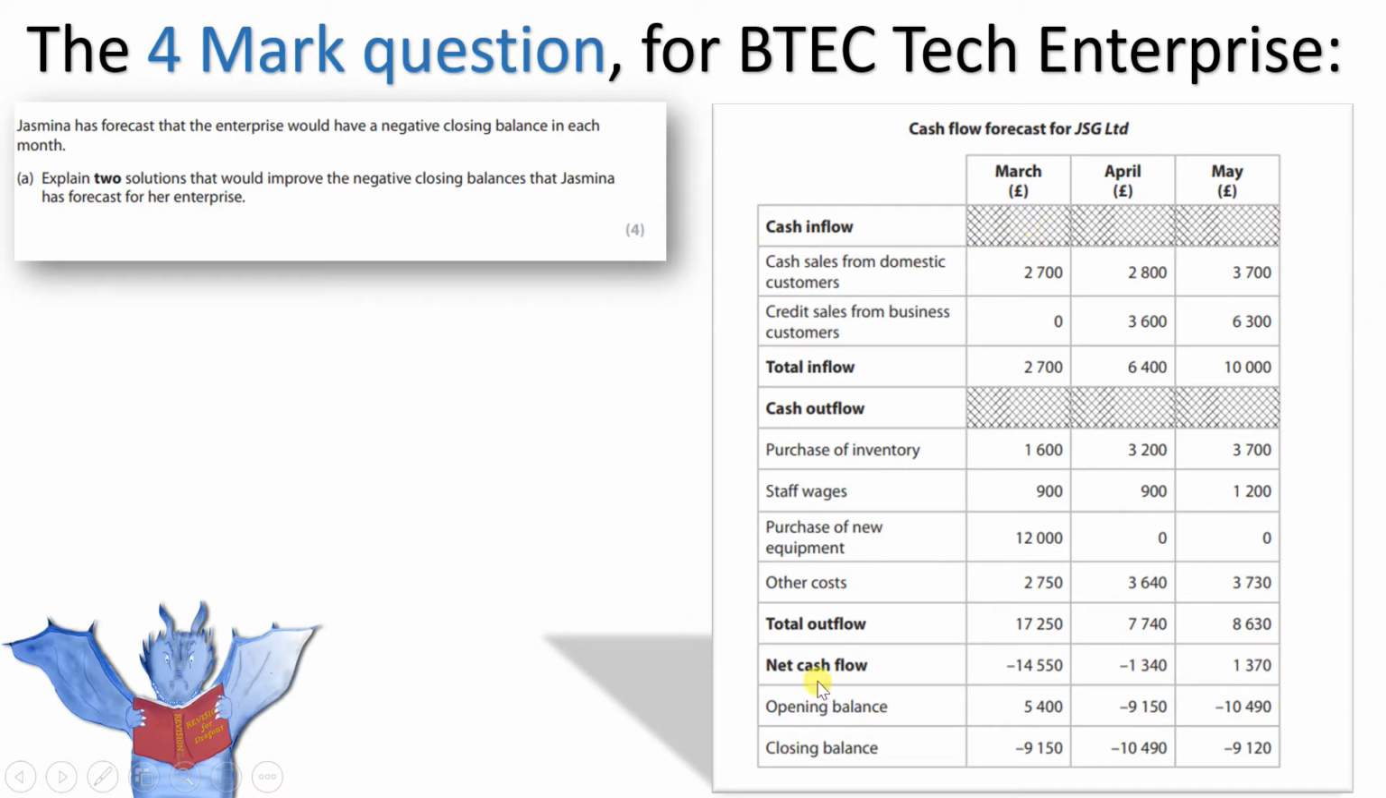Over on the right, you can see this is her cash flow. She's got a cash flow for March, April and May. You've got the inflows, the outflows, you've got net cash flow, and down the bottom you've got opening and closing balance. So this cash flow is all complete. So you need to look at the cash flow and investigate what's going on with the closing balance and give advice to Jasmina.